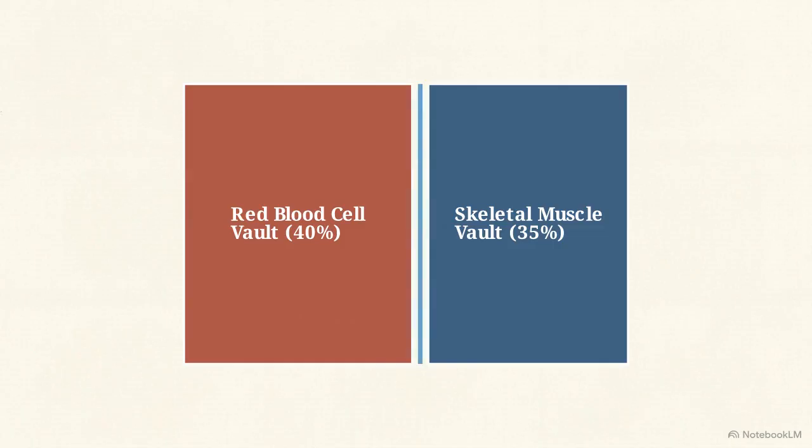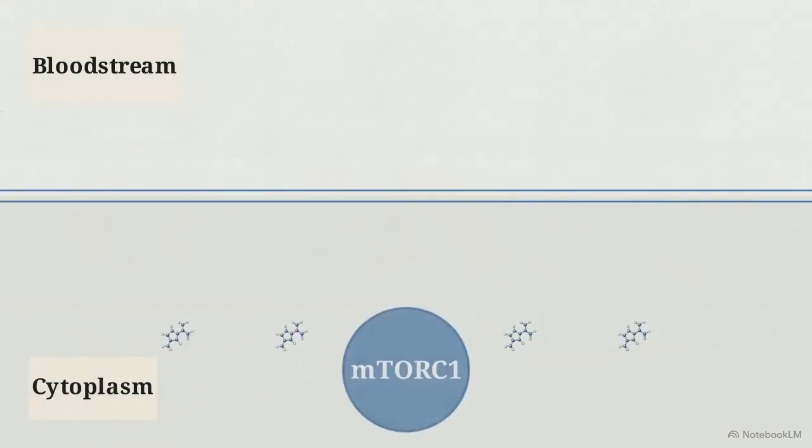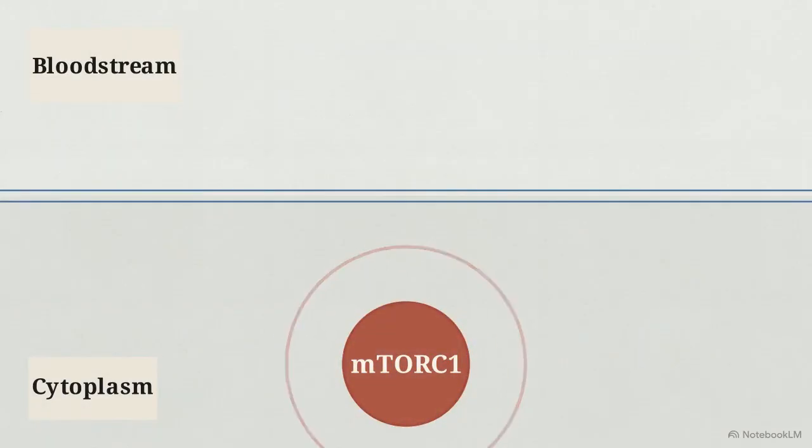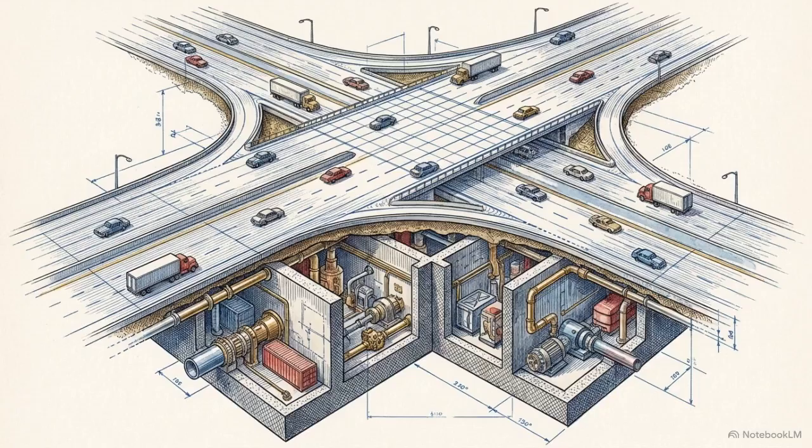These massive vaults contrast with the microscopic fraction in the plasma, which is tightly maintained between 50 and 120 micromoles per liter. Cells regulate their own internal levels through a nutrient-sensing network called mTORC1. When internal reserves drop, this complex triggers the cell to deploy LAT1 transporters to the surface to extract histidine from the passing blood. The circulating plasma concentration is a deceptive marker. The reading reflects a transit highway dictated by the hidden demands of the deeper intracellular vaults.